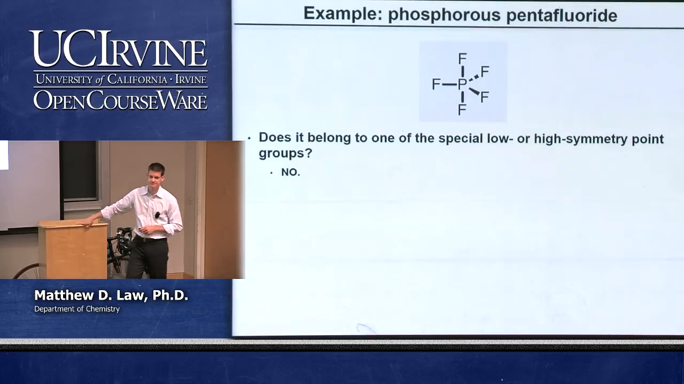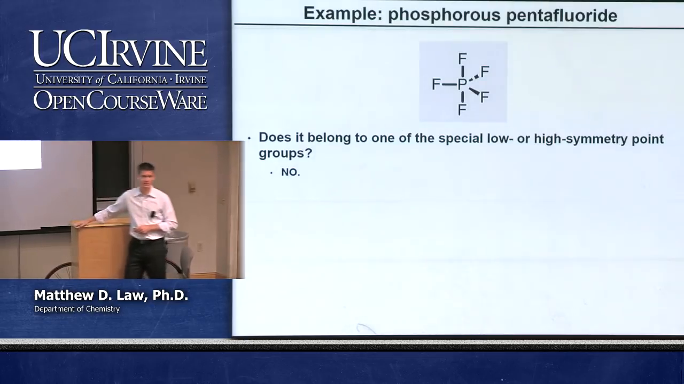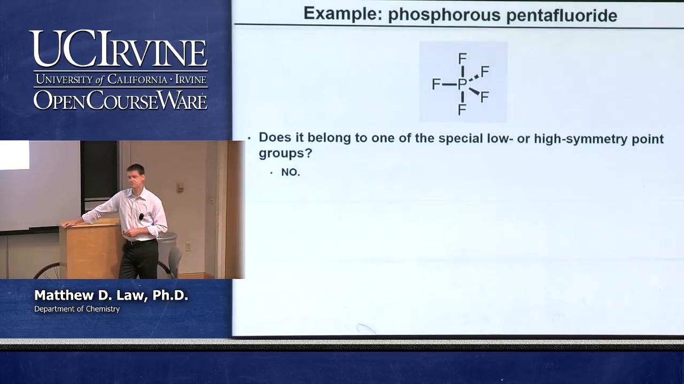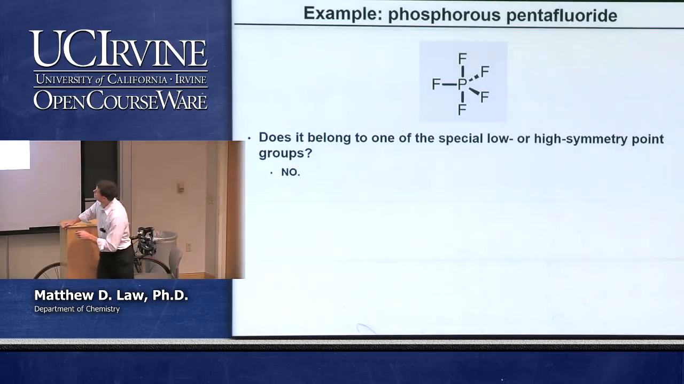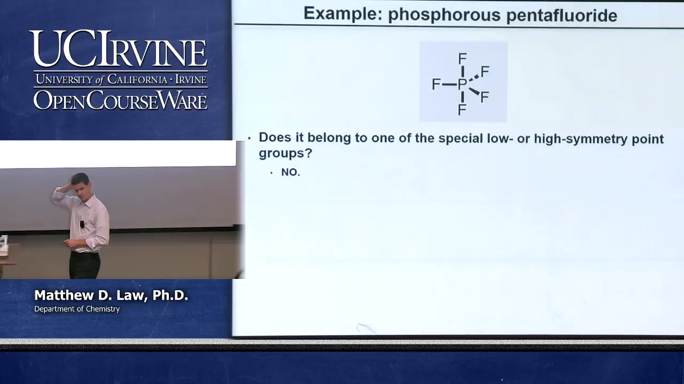Phosphorus pentafluoride is a nice example. Is it low symmetry? No. Is it linear? No. Is it high symmetry? By high symmetry, I mean, is it tetrahedral? Is it octahedral? Is it icosahedral? It is not, right? A tetrahedron has 4 triangular faces. This one doesn't. This has more. Right? So it's not low, it's not high, so we come to the decision: what is the principal axis of the molecule? So what is the principal axis of this molecule?